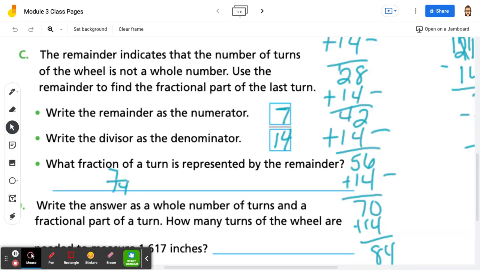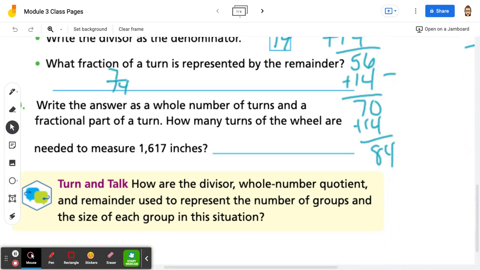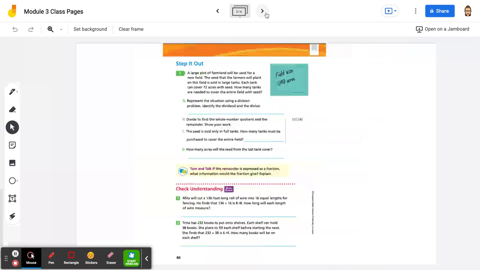Then it says, write the answer of the whole number of turns as a fractional part of a turn. So how many turns of the wheel are needed to measure 1,617 inches? The answer would be 115 and 7/14 turns. And just to make a note, 7/14 does simplify to 1/2. So it'd be 115.5 turns. Now we're going to go to the next page.